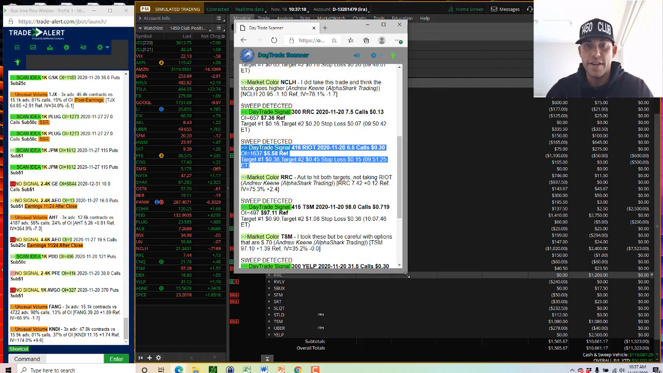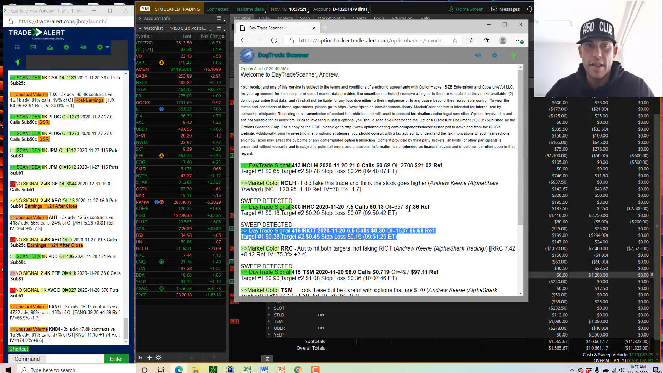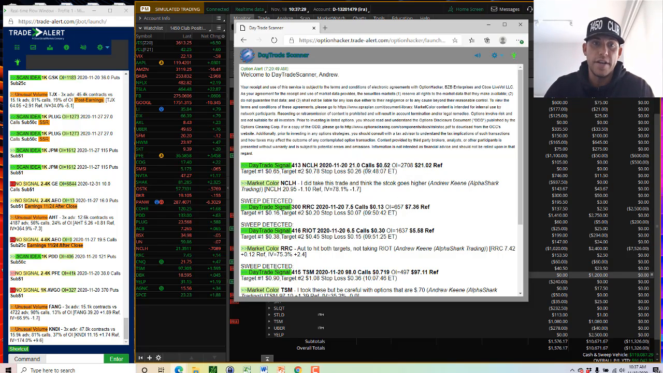I want to show you this trade today in Norwegian Cruise Line. And I like showing this trade because initially, if you bought it, you would have lost money and then it came back. So we saw institutional order flow in the option market, a day trade signal.